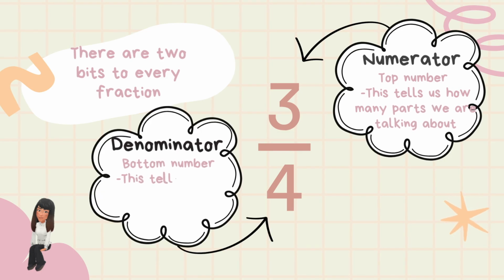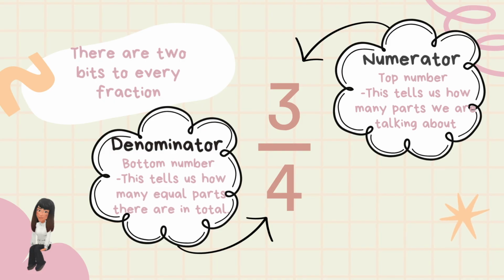Then we have the denominator, the bottom number. This tells us how many equal parts there are in total, 4. So there are 3 out of 4 parts, 3/4.